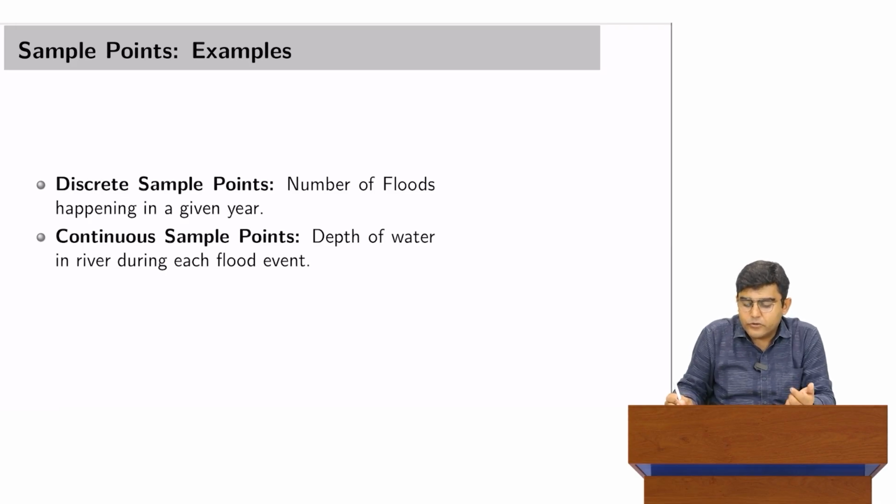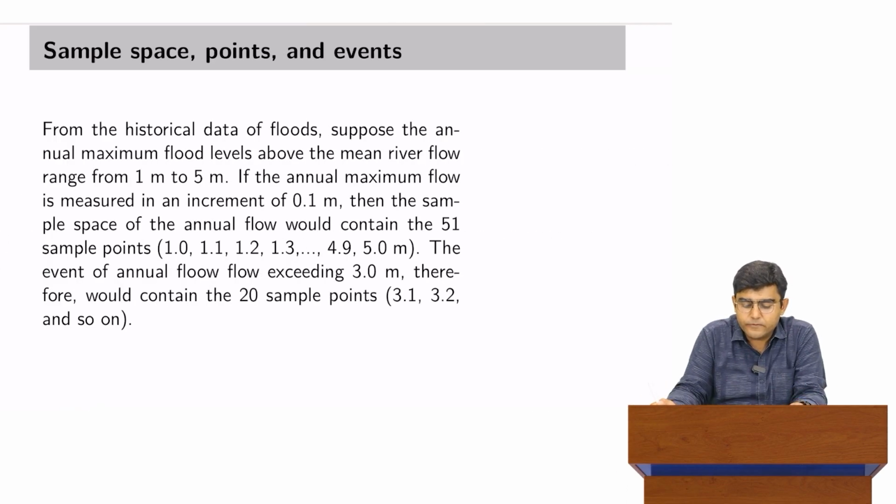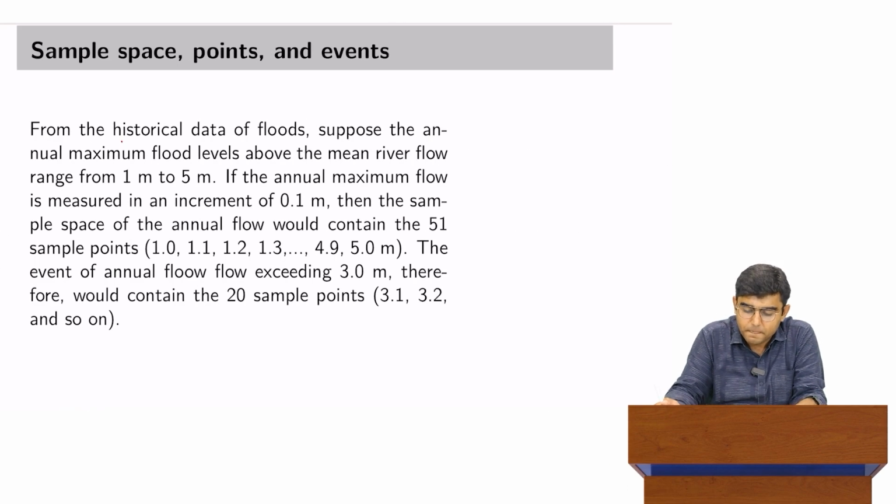So again, as I gave you an example, discrete sample points in case of floods would be the number of floods in a given year, and continuous sample points would be the depth of water in the river during each flood level. Let us further bolster our concept of sample space, points, and events with the help of this river example.